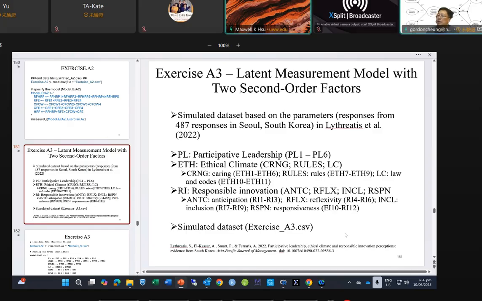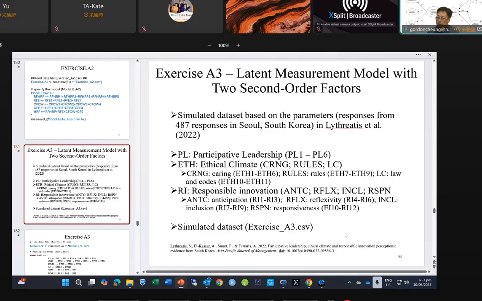As I said, for any SEM model, we have 2 steps. The first step is to make sure that you have a good measurement model. The second step is to test your hypothesis. If you test your hypothesis without establishing a good measurement model, then I don't know what you are testing.